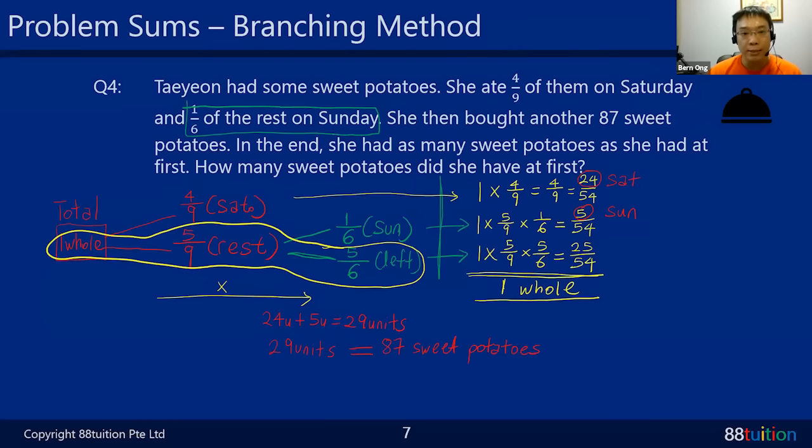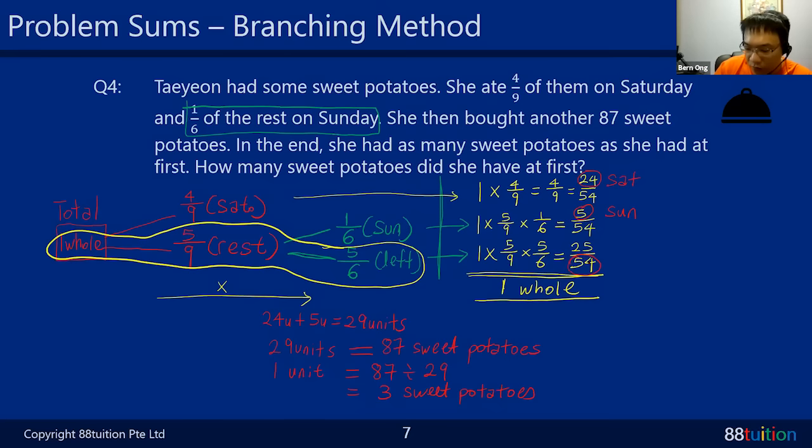So 29 units is 87. 29 units, such a big number, so frightening. Nothing to fear. Find what is one unit first. One unit is equal to what? Simply take your 87 sweet potatoes, divide by 29, and you'll get a very nice number. 3 sweet potatoes. If you get such a beautiful number, it means you're on the right track already. Nothing to fear. Now the question is asking, how many sweet potatoes did she have at first?